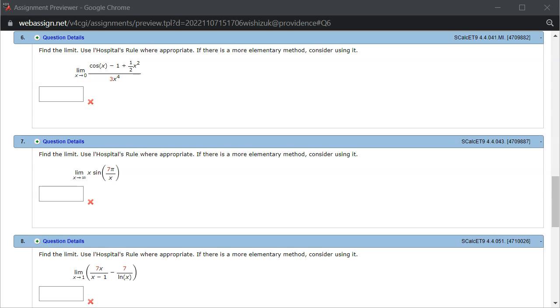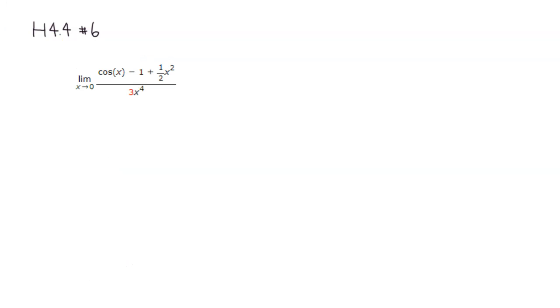All right, let's look at homework 4.4, problem number 6. Let's apply L'Hopital's rule to evaluate this limit here. First thing we should try is plug in x equals 0.